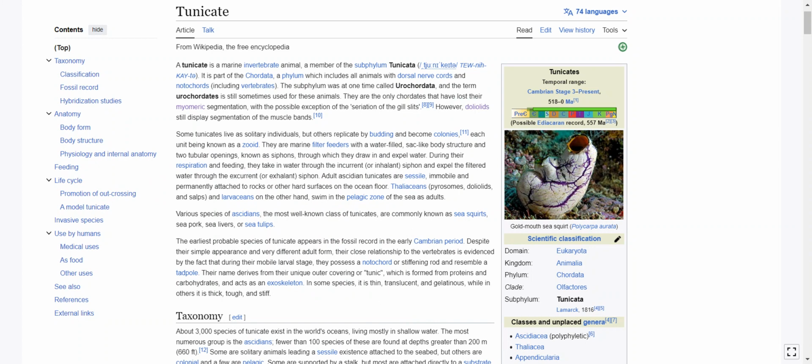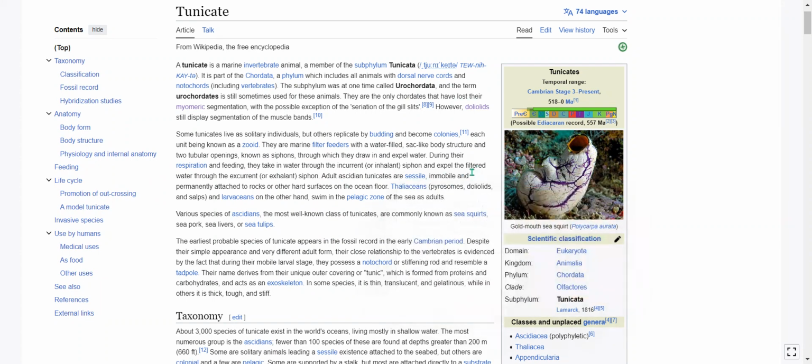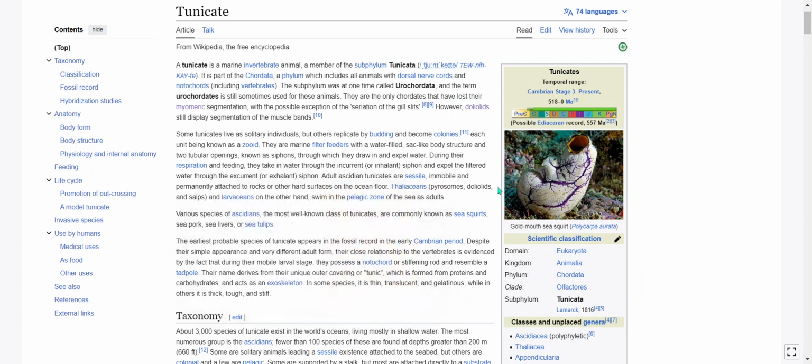Adult Ascidian tunicates, I don't know what that means. Adult Ascidian tunicates are sessile, I've heard that before. Immobile, so sessile. I don't know if I'm pronouncing that correctly, but it means that they lack self-locomotion. Immobile and permanently attached to rocks or other hard surfaces on the ocean floor.